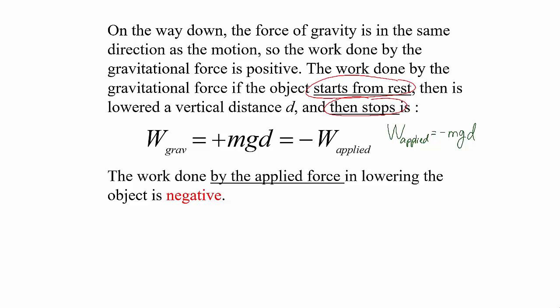The work done by the applied force lowering the object is negative. Gravity is trying to add energy to it, it's trying to speed it up. The applied force has to pull against that motion, trying to slow the object down to keep it from crashing into the ground. Again, this is specifically for the case where it starts at rest, moves, and then stops. Or again, this same reasoning would apply to something that's being lowered at a constant speed.